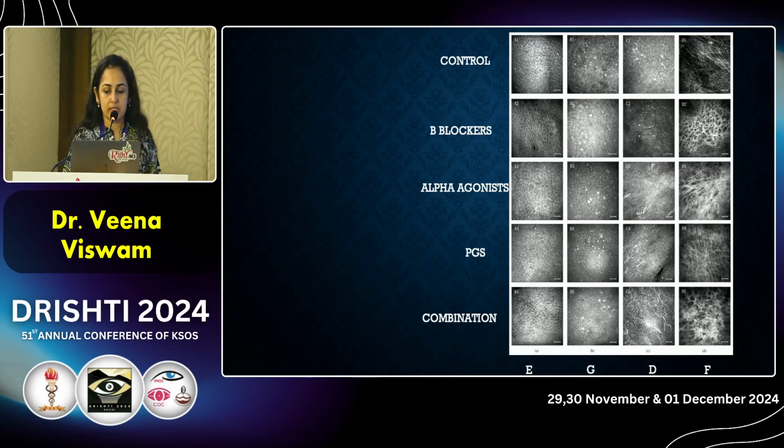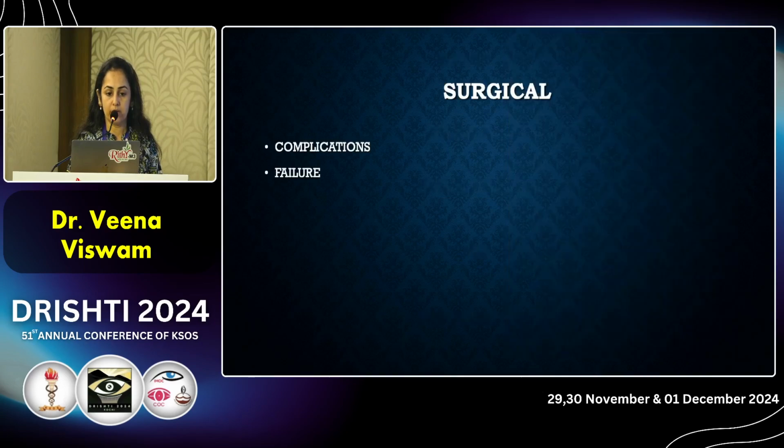Many histopathological studies have confirmed that all anti-glaucoma medications available have problems in the conjunctiva, especially the epithelial cells, the goblet cells and fibroblasts. Even beta blockers, alpha agonists, prostaglandins and combination medications have shown to have problems in the conjunctiva in the long run. So also in surgical treatment, complications are very common, failure rates are very common.